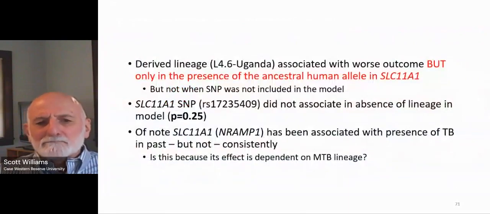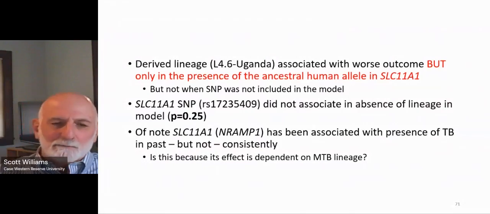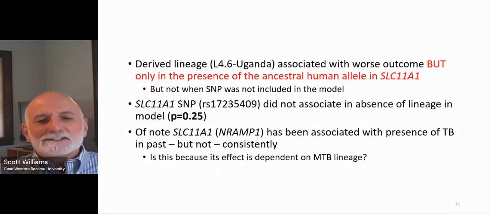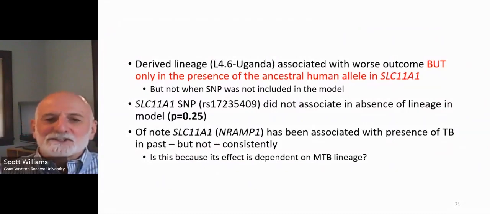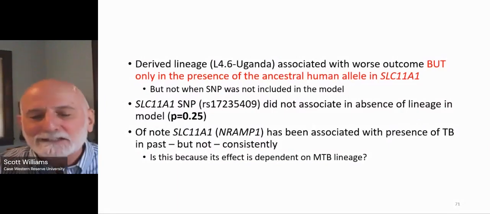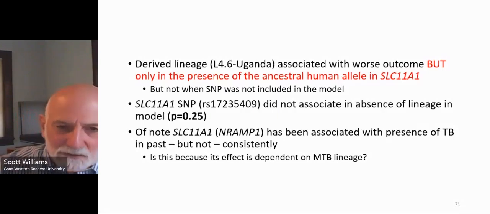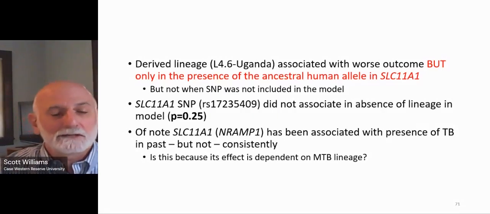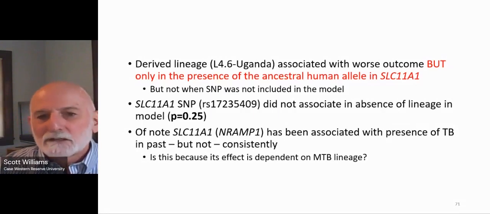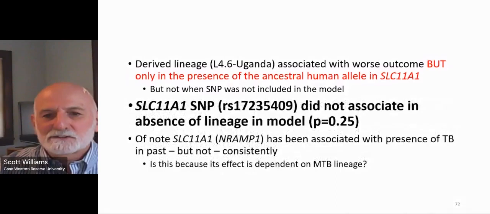And again, if you look at the literature looking at NRAMP1 or SLC11A1, as I said, it was the first gene discovered that associated with tuberculosis. But it's been really, really inconsistent in terms of the association. So I will leave the question with you: is that because the effect of that gene is MTB lineage dependent, and people did not look at the MTB lineage when they were doing these analyses? So in some studies, it will come up as positive. In some studies, it will come up not positively associating.